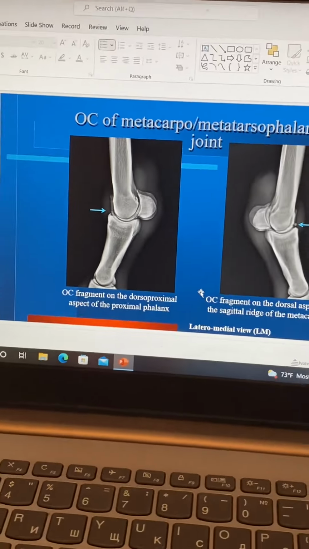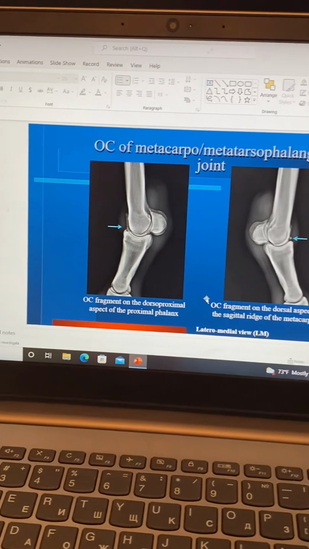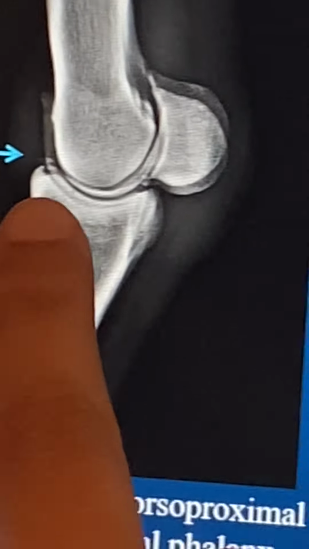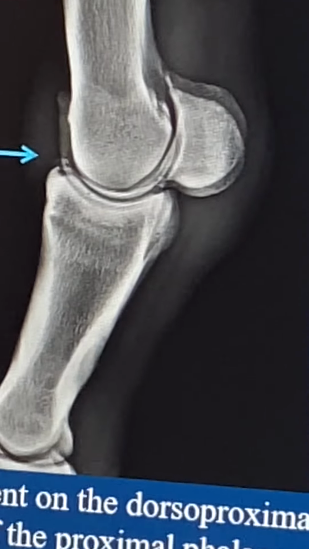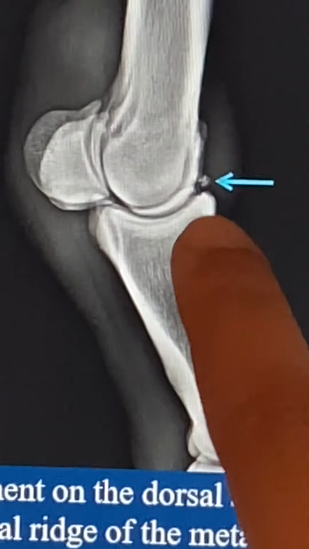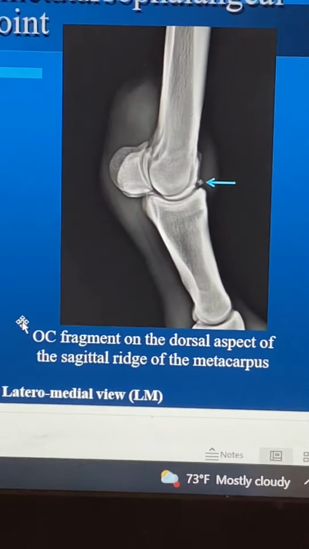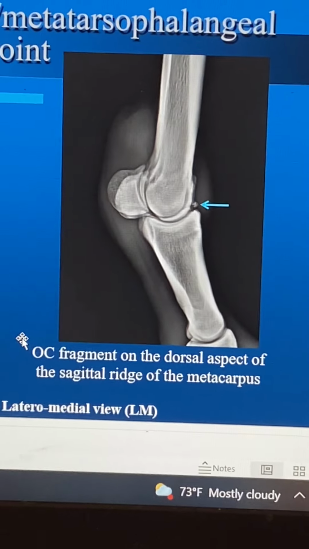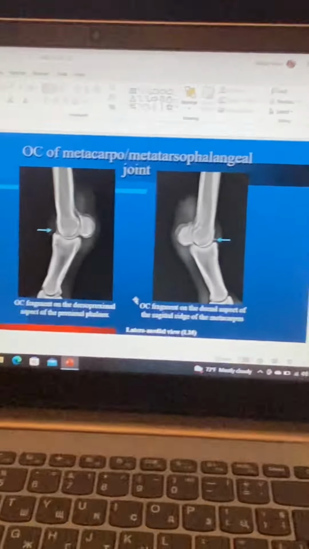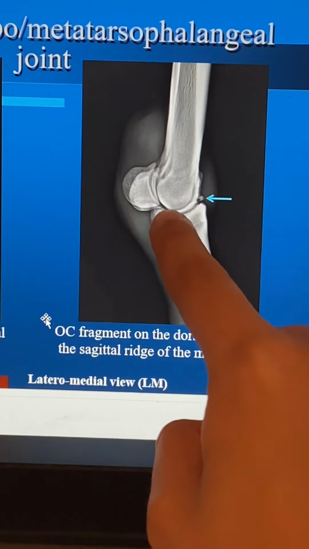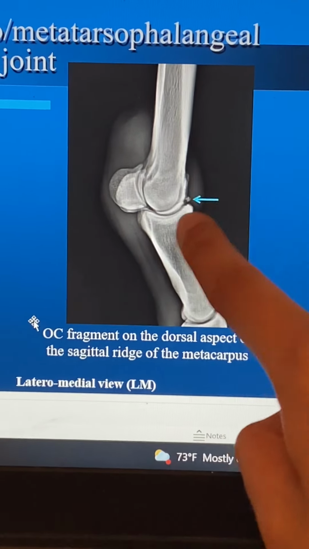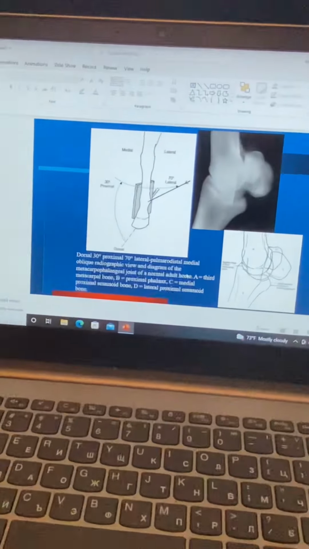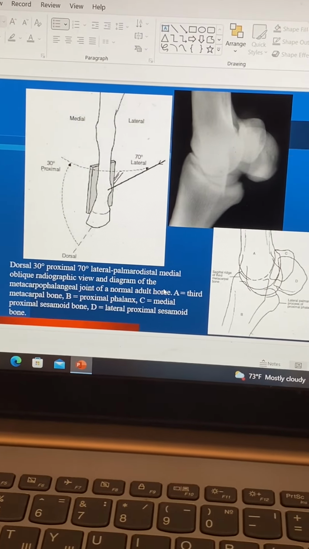So this shows osteochondritis of the metacarpal metatarsophalangeal joints. So you can see an osteochondritis fragment on the dorsoproximal aspect of the proximal phalanx. Here, this little nubbin here, I'll show you the words as well. It shows you a lateromedial view showing the osteochondritis fragment on the dorsal side of the sagittal ridge of the carpus. So the sagittal ridge, so this is the sagittal, I assume, this is the ridge, and this is the metacarpal area, and the fragments on the dorsal side. So yeah, the dorsal surface. So this is also going to be confusing, so I'll stop here.